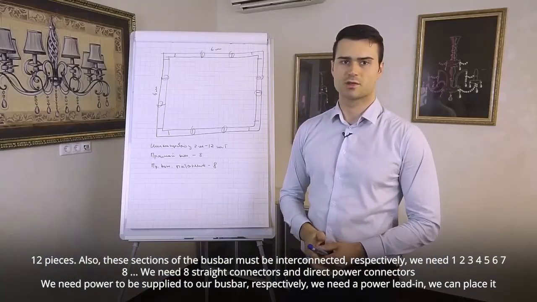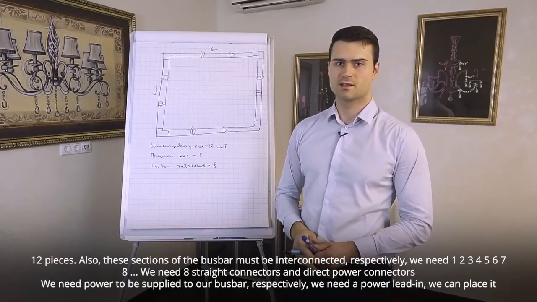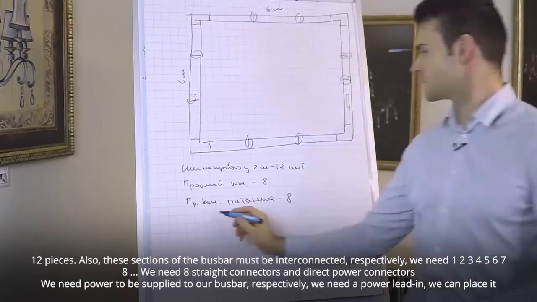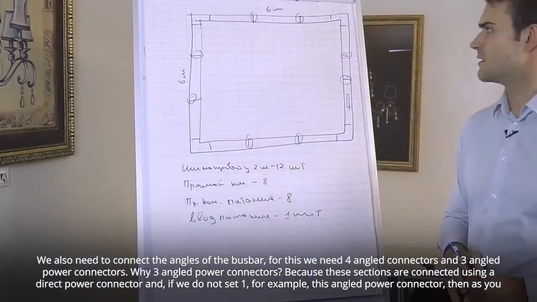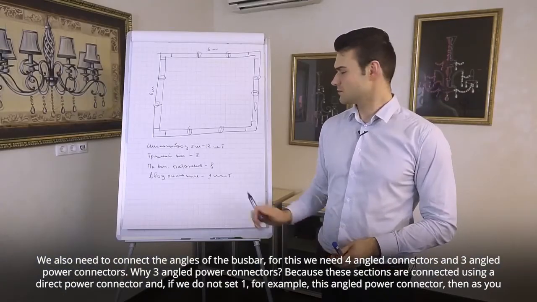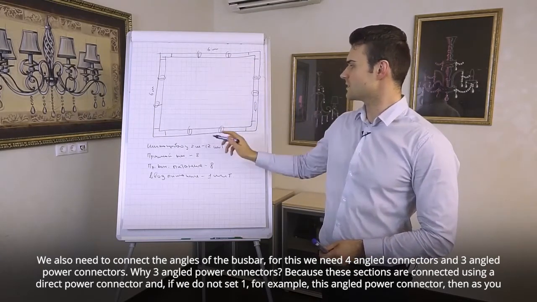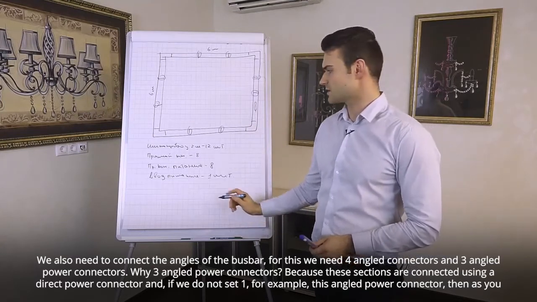We need power to be supplied to our bus bar, so we need a power lead-in. We can place it anywhere. We also need to connect the angles of the bus bar. For this we need 4 angled connectors and 3 angled power connectors.